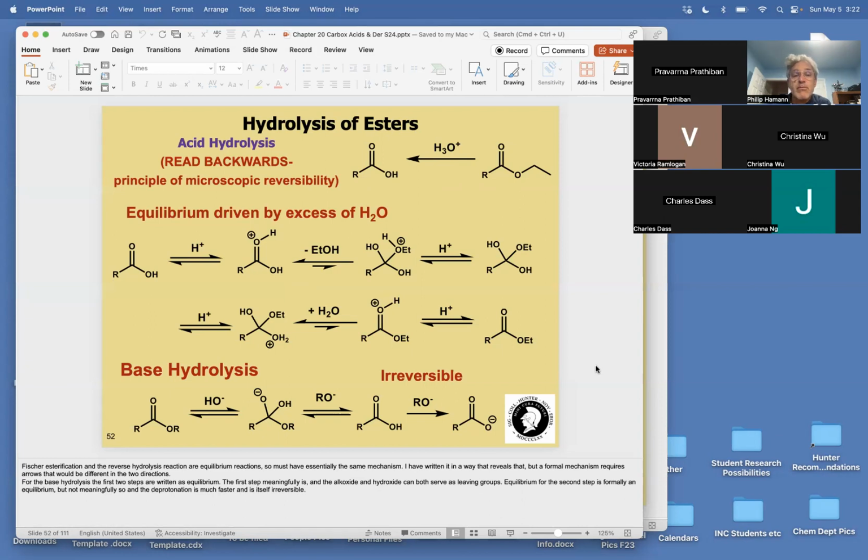Why is it that the OR group can leave even though it's going to be an anion when it leaves? Why can we do that? Where are you? Oh, here? Yeah, the base hydrolysis. Okay, we discussed this, somebody in my office last week.